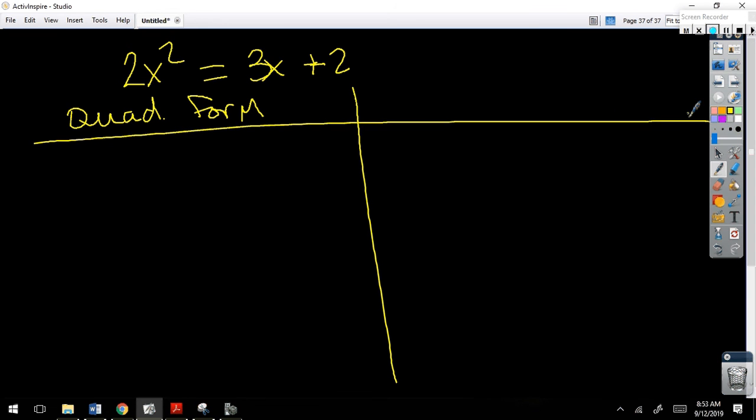Y'all want a graph too? No. He made me drop my brush. I thought y'all were disappointed because you also want a graph. And then we can complete the square. I got it.